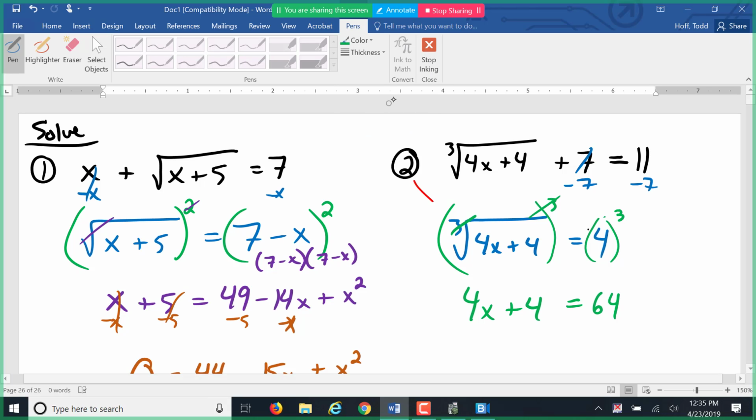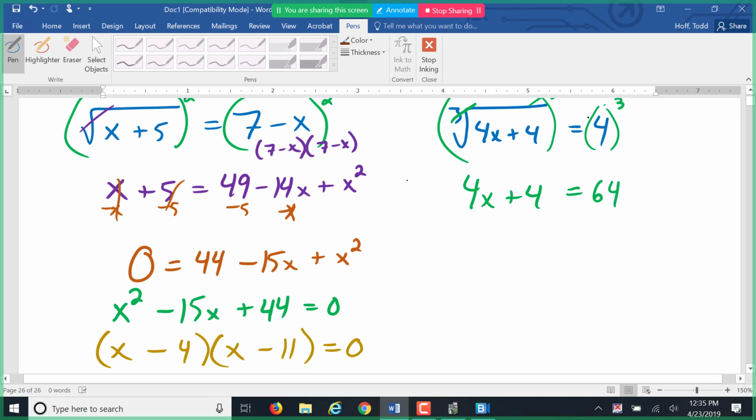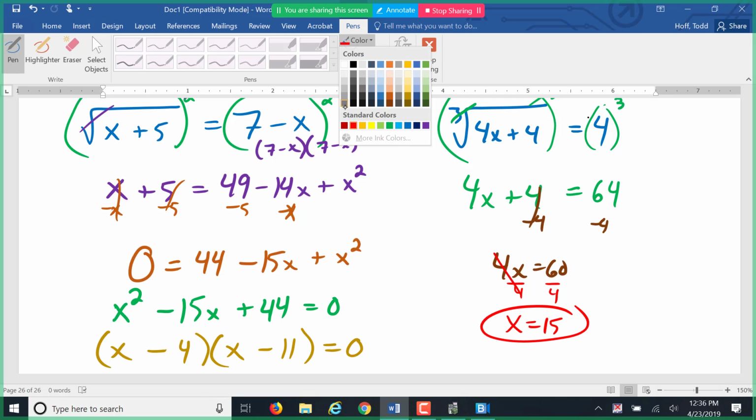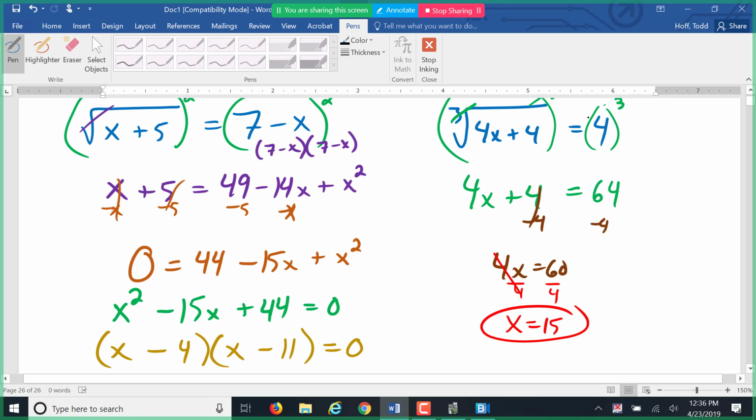And then we just go ahead and solve. We subtract 4. 4x equals 60. And we divide by the 4 to get x equals 15. Any questions on either of those two? Any questions off the homework from yesterday?